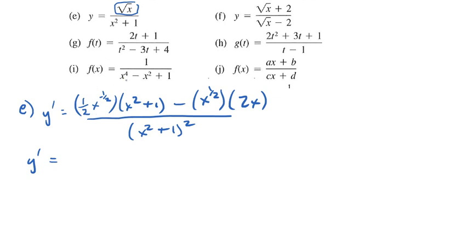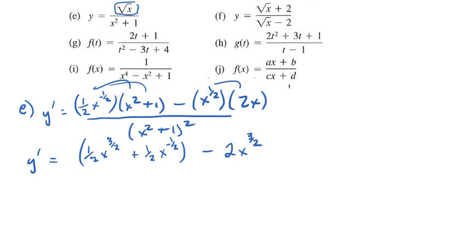Okay, so what we need to do is basically multiply this, combine like terms and all that sort of stuff. So this is 1/2. And if you're multiplying same bases, you add the exponents. So negative 1/2 plus 2 is what? Yep, x to the positive 3 over 2 plus 1/2 x to the negative 1/2 minus 2x to the power of 3 over 2 here.